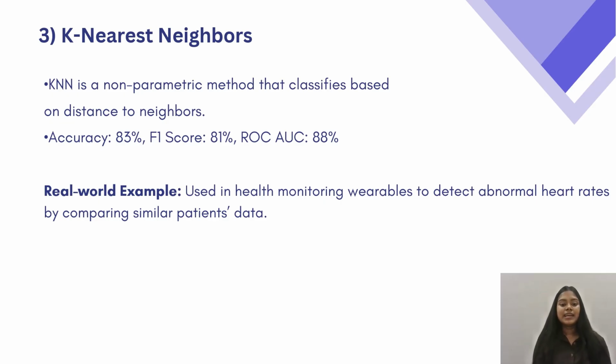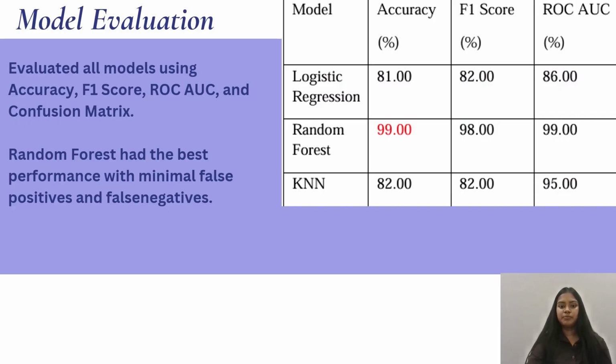Next, we will do model evaluation of our implementation. We evaluated each model using metrics like accuracy, F1 score, ROC-AUC, and the confusion matrix. Random forest had the best balance, high accuracy, and very few false positives or negatives. This is important in healthcare. A false positive can cause unnecessary panic, and a false negative can be life-threatening.